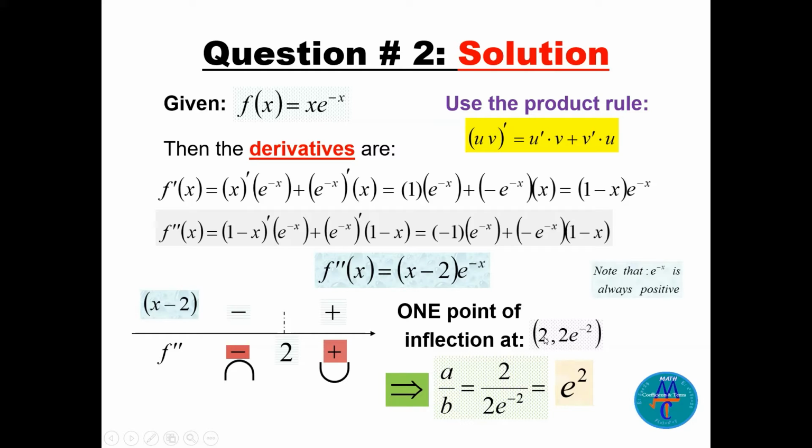X is 2. Replace 2 in the function here. We get 2 e to the minus 2. This is the y value. This is a, this is b. So a over b, 2 over 2 times e to the power minus 2. Cancel the 2, move this one up. It will be a over b is equal to e squared.